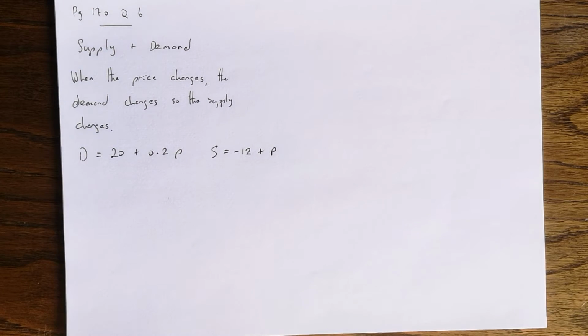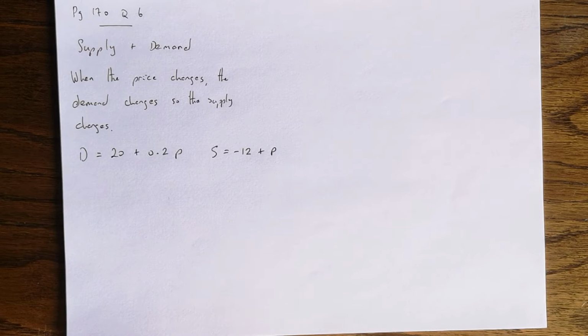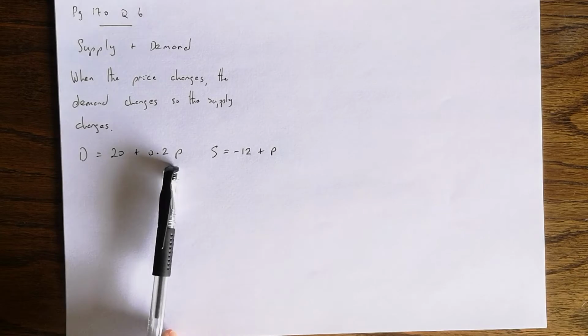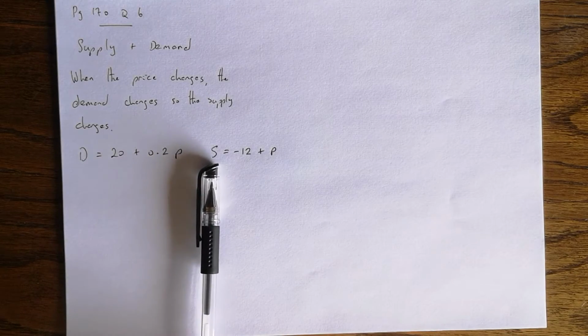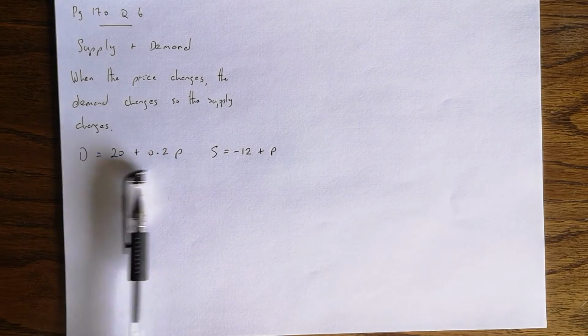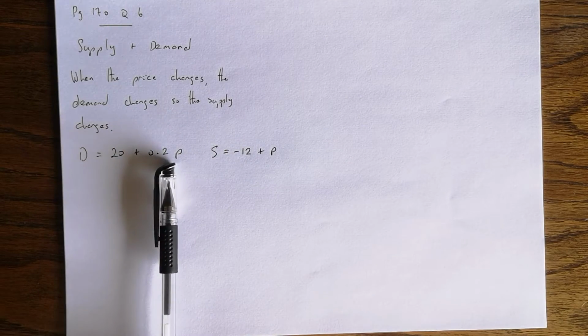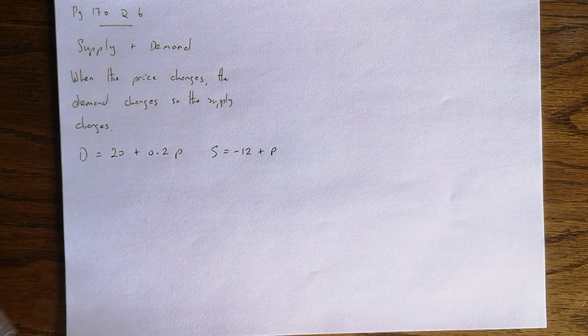And you're given these two equations. D stands for demand, so demand means how much the public want it, how much the people want it. P stands for price, S stands for supply. So what these two equations say is that the demand and the supply are both based on the price.